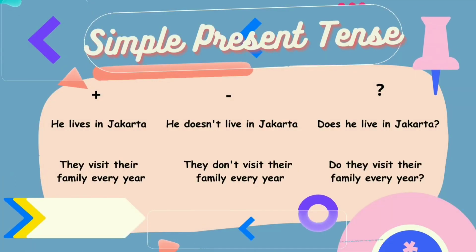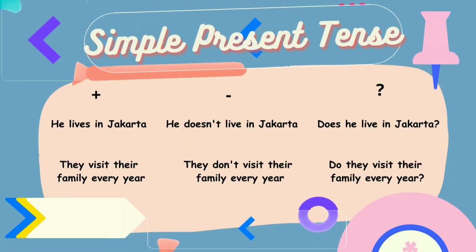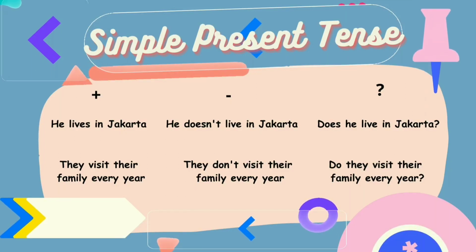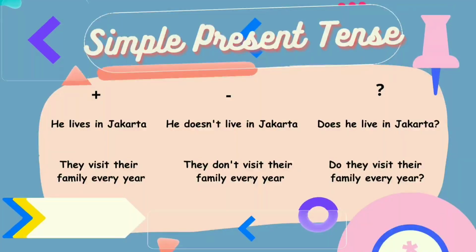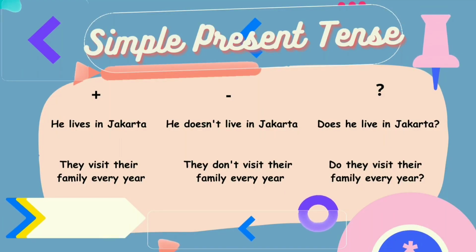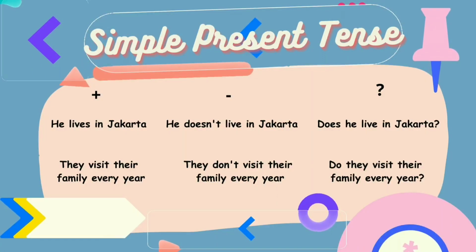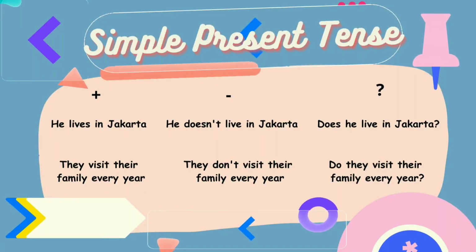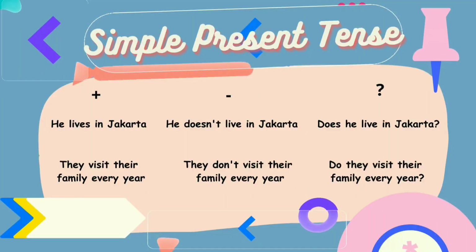Here is the summary for simple present tense. He lives in Jakarta for the positive simple present. He doesn't live in Jakarta if the sentence is negative. And does he live in Jakarta for the interrogative sentence? Another example, they visit their family every year for the positive sentence. They don't visit their family every year for the negative sentence. And last, do they visit their family every year for the interrogative sentence in simple present tense.